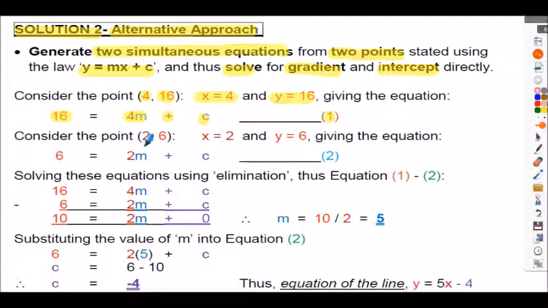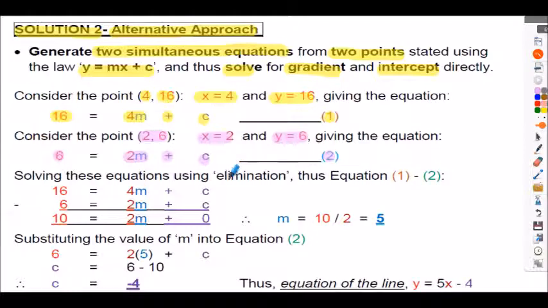Consider the next point, which is 2, 6. So in this case, the x is 2 and the y is 6. So again, writing those values into the equation y equals mx plus c, that becomes 6 is equal to 2m plus, again, the c we do not know. I've called that equation 2.